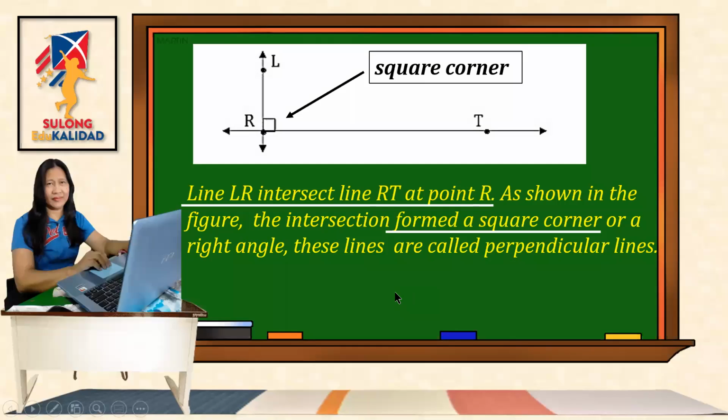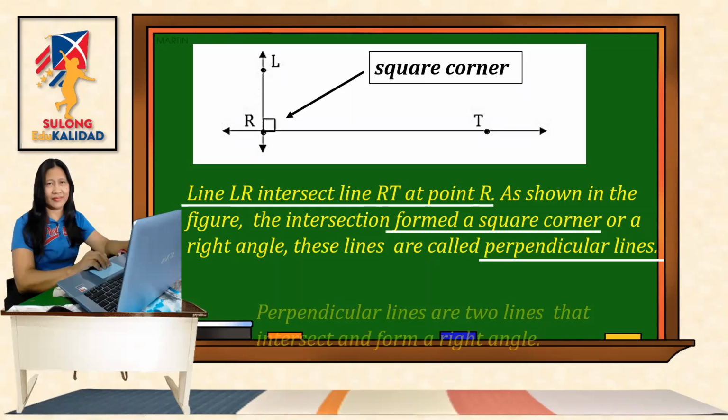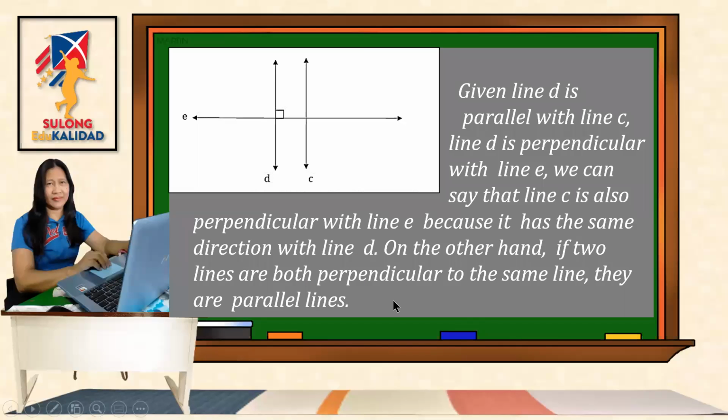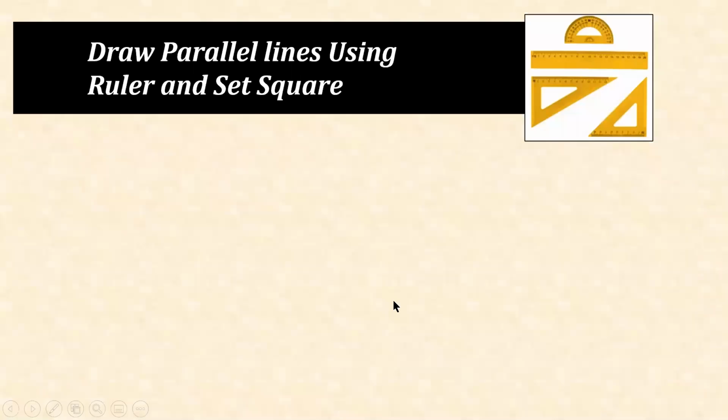Perpendicular lines, ma'am. They are called perpendicular lines. Perpendicular lines form a square corner. Yes, ma'am. Intersecting lines. Proceed na tayo sa next.